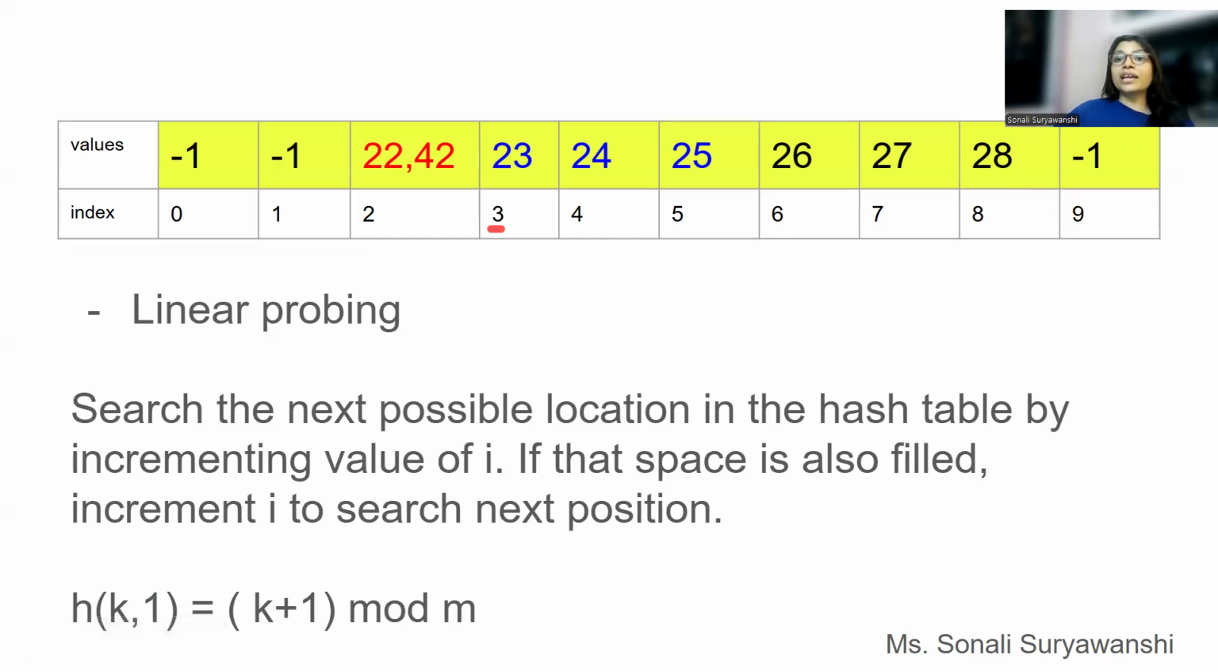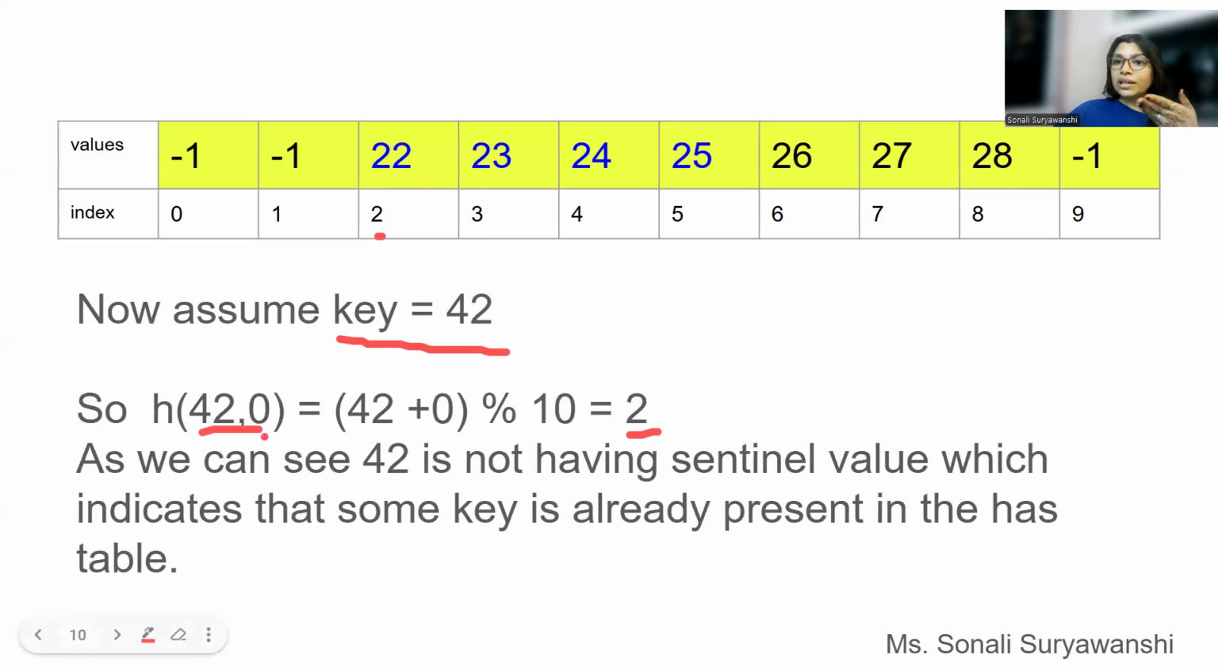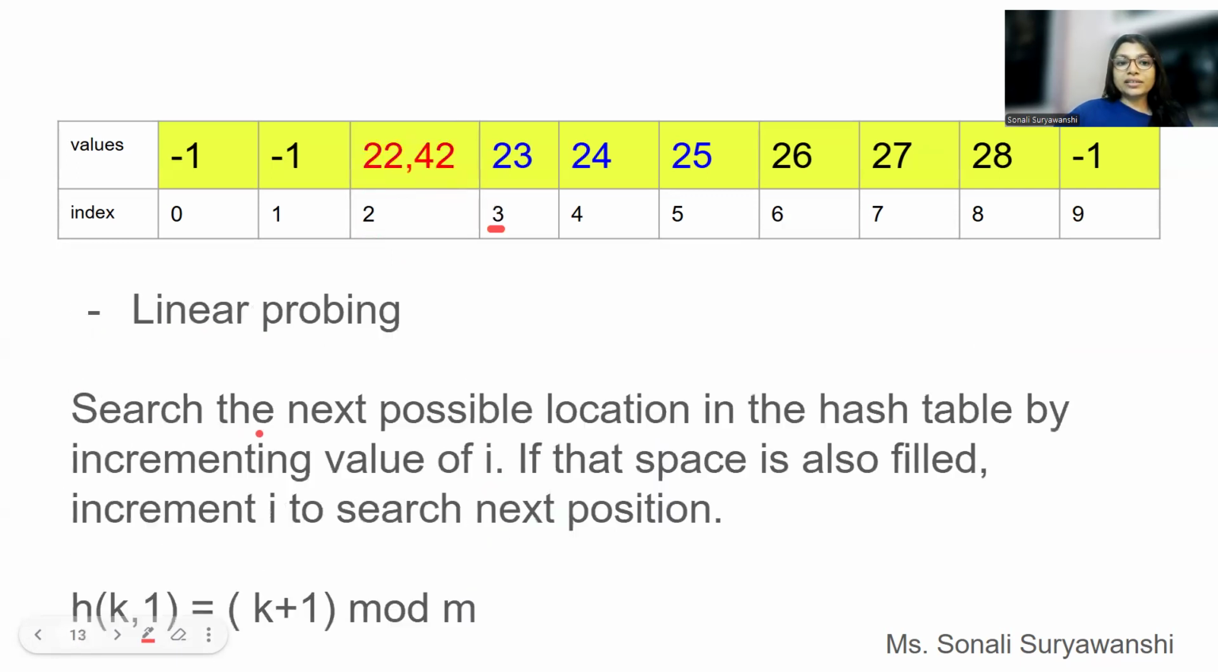This 1 is because we have incremented the value of I, as we're not getting a new address for I equals 0. In the earlier problem, when I tried to find the hash value for my key 42, it showed index 2, which is not right because it is going to overwrite 22. So I need to increment this value. The 0 value needs to be incremented to 1. In the next phase, I'm going to increment I to 1. So now the key is 42 and the value of I is 1, and I'm going to apply the formula k plus I mod m.